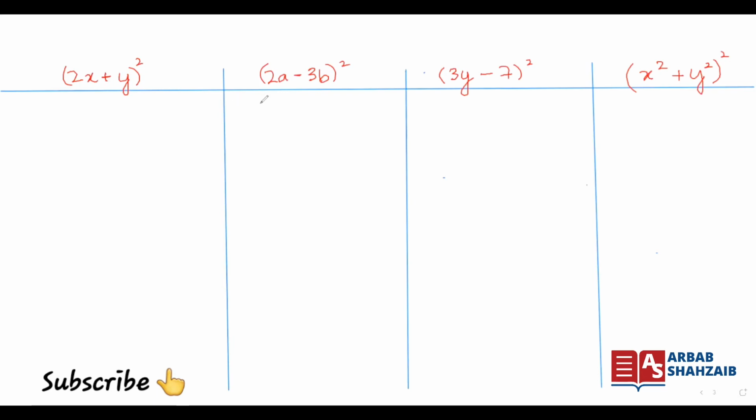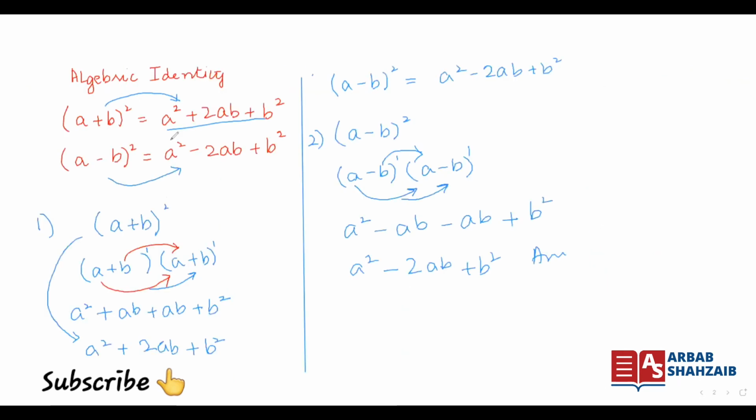So let's begin with a new example. You may remember I have just completed this algebraic identity. We have learned two identities, (a plus b) whole square and (a minus b) whole square. And we will be applying these formulae on new questions.